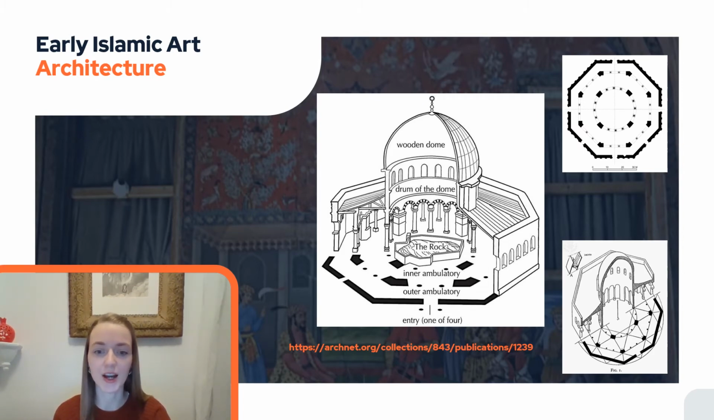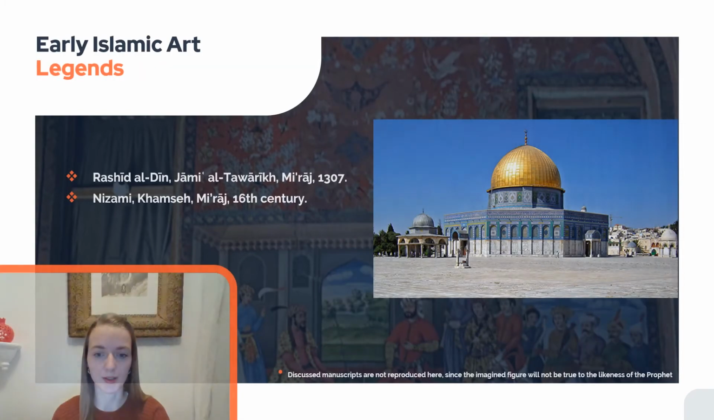Before we continue with the architecture, what is commemorated here? Practices and legends are associated with it, such as Muhammad's night journey and his ascension, which is actually a very popular theme in illustrated manuscripts, as you can see here. The Prophet is sitting on the steed Buraq and ascending to the heavens.